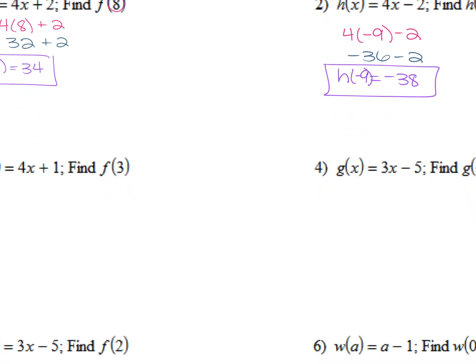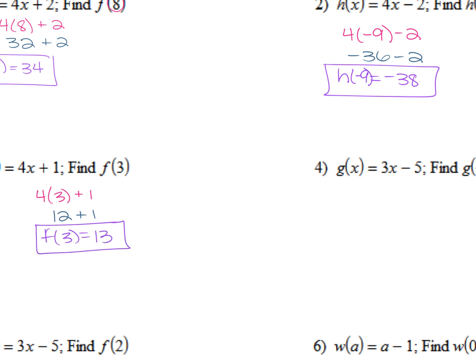For 3, we have f of x is equal to 4x plus 1. We're finding f of 3. So that means we're going to have 4 times 3 plus 1. Your 4 times 3 is 12, plus 1 gives us 13. So f of 3 is equal to 13.